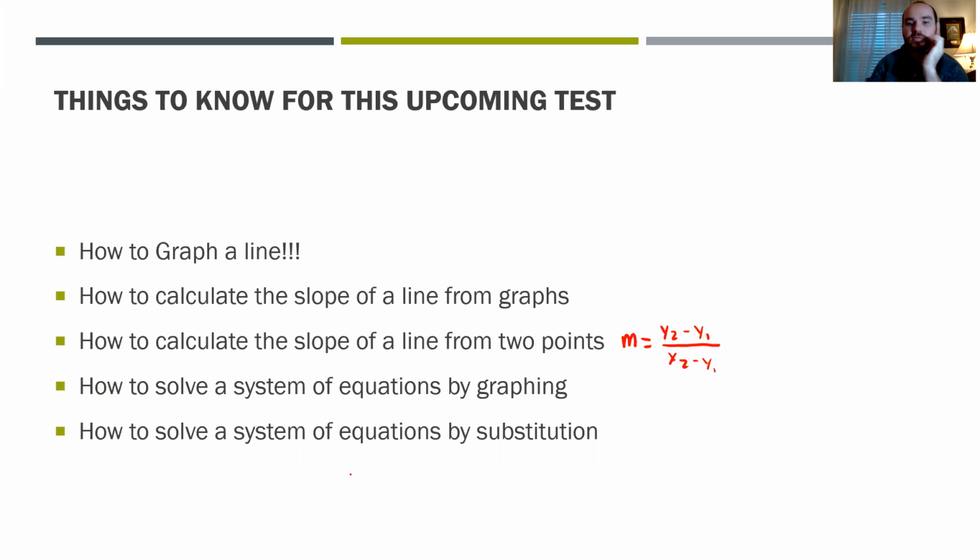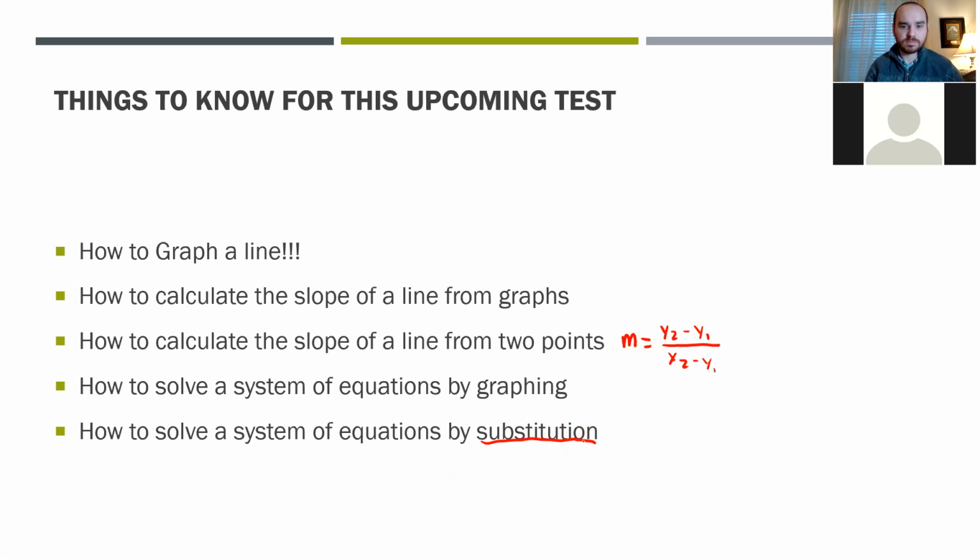And then how to solve a system of equations by graphing and how to solve a system of equations by substitution. Those are the things we've been working on the past couple days. Substitution especially is the one we've been working on on Friday and then yesterday. And that one, a lot of people haven't done the IXL or the math space for that yet. And it is giving people trouble. So please make sure you do that before tomorrow.